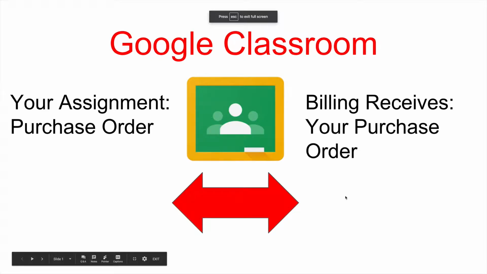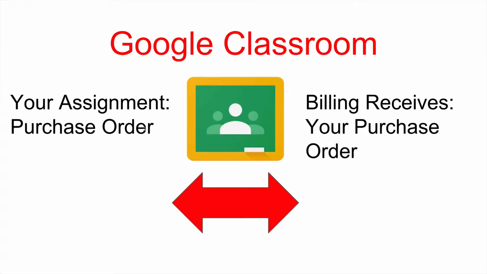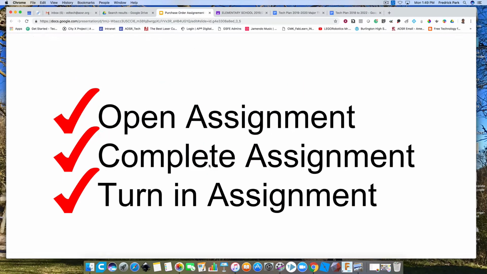We'll be using Google Classroom to manage your purchase orders for this year. What that means is the billing agent is going to send you an assignment for a purchase order. You'll actually have two assignments, one for European orders and one for US orders. You will open it through Google Classroom and turn it in through Google Classroom. The steps are: open the assignment in Google Classroom, complete the assignment, and then turn it back in to Billy. So let's see what that looks like.